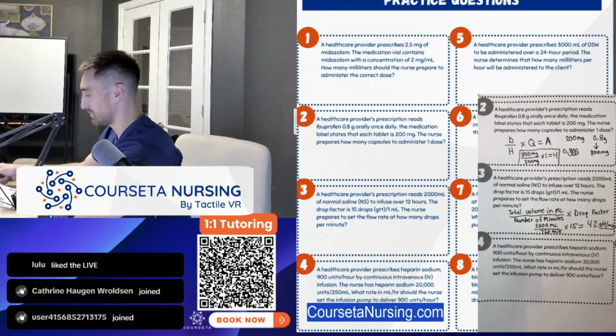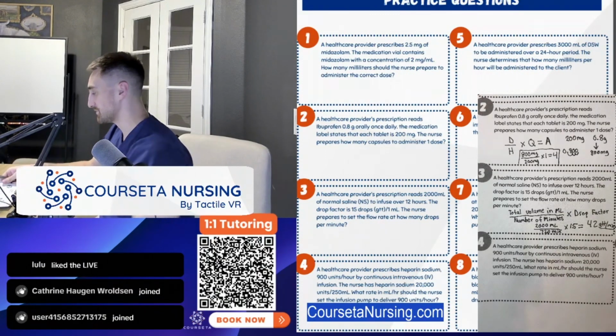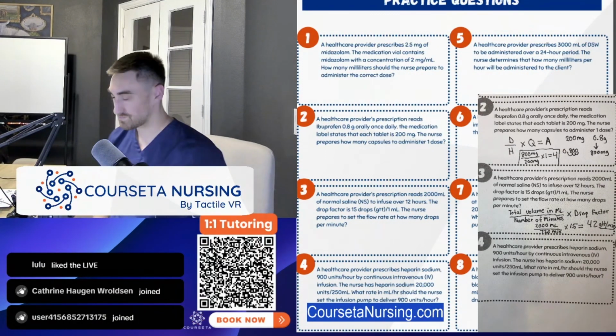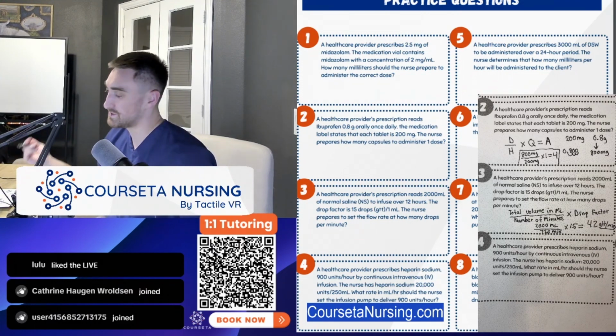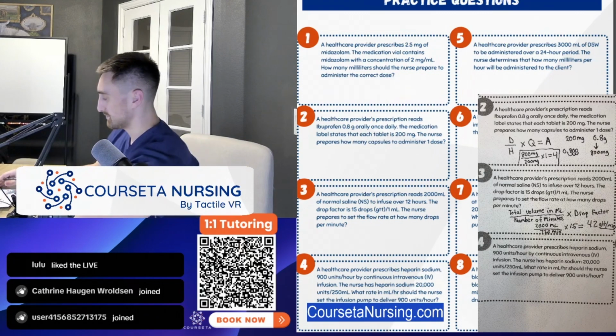If you guys remember earlier on, the first formula is the total amount of units in the solution divided by the total volume of that solution. Because why? We want to get the concentration of the volume that we have. So we would do units per ml, for example. So we want to find units per ml. All right, so let's go ahead and do that.